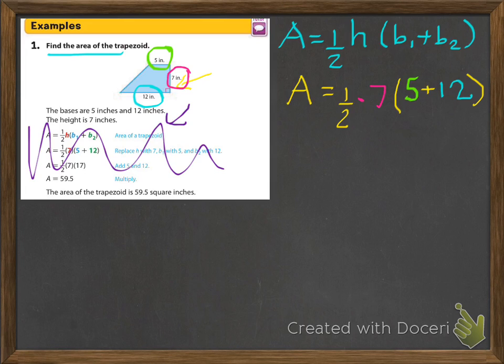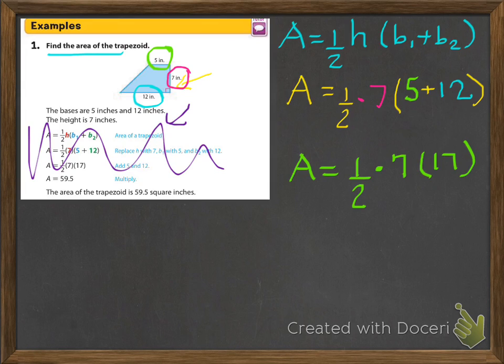So now what we're going to do is start from the beginning. We've got A equals 1/2, because remember what that last note said. Make sure that you add the sum of the two bases first. So 1/2 times 7 times, and 5 plus 12 is going to give us 17. Now we're beginning to see a new problem emerge. What we're looking at here is that we're just going to need to multiply everything that we have here.